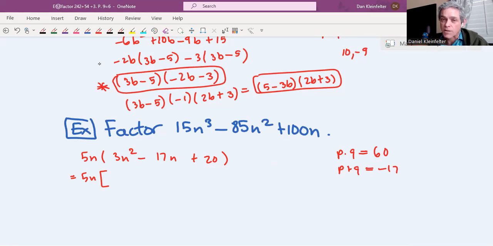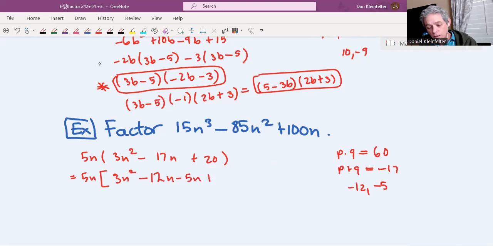This is the hard part when you're doing this, right? So give yourself a second. Okay, should get 12 and 5 after a little time. So negative 12, negative 5. Negative 12 times negative 5 is going to be 60. Negative 12 plus negative 5 is negative 17. Okay, so we're going to go ahead and split up our middle term into two terms.